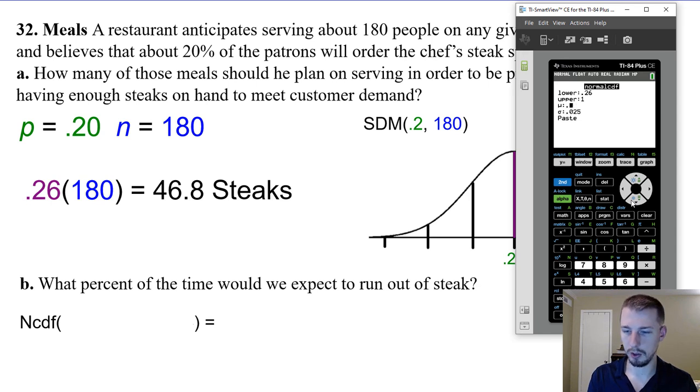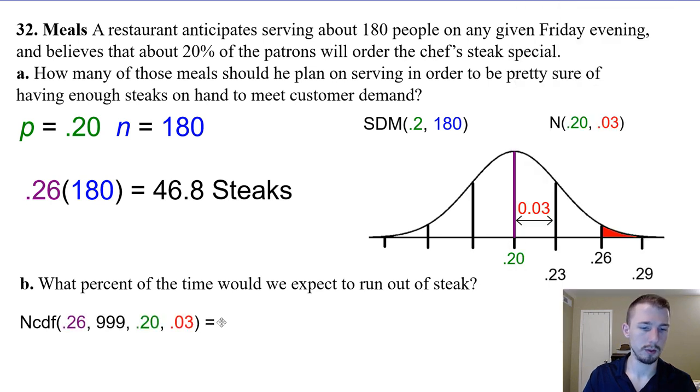Centered at 0.2 with a standard deviation of 0.03, and then hit paste, which would be basically 2.3%. So that's what I put in the calculator. You can use as much precision as you like, but basically 2.3% of the time I would expect to run out of steak on any given Friday, if I'm assuming that 180 people will be there and 20% of them will order steaks. As long as I had 47 steaks, I should be good.